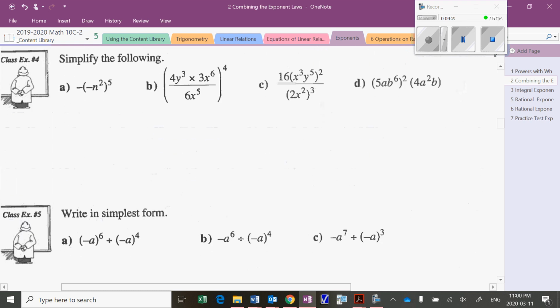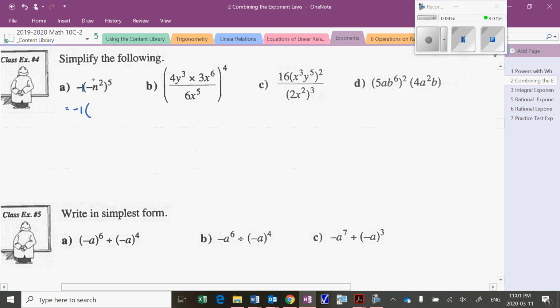Okay, let's take a look at class example number 4. So remembering here, resist that temptation of this multiplication because order of operations says we're going to do that exponent before we multiply, and that's like multiplying in the negative 1. So we've still got negative 1 times then, and what is being squared is just the n.